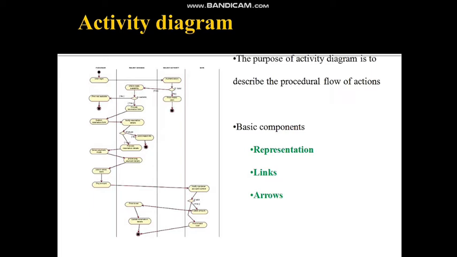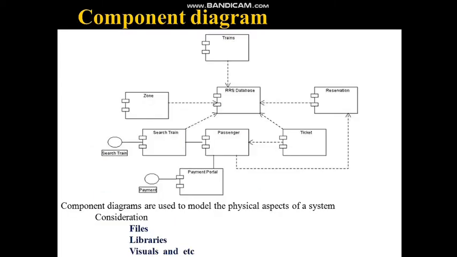A merge event brings together the multiple flows that are not concurrent. An arrow, as shown in the picture, pointing to the filled circle nested inside another circle represents the final action state. As in the state diagram, the final state is represented by the circle filled inside the circle. So this is about the activity diagram. The last but not least is the component diagram.